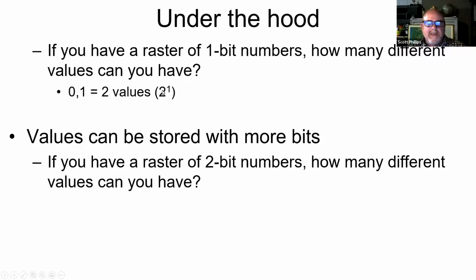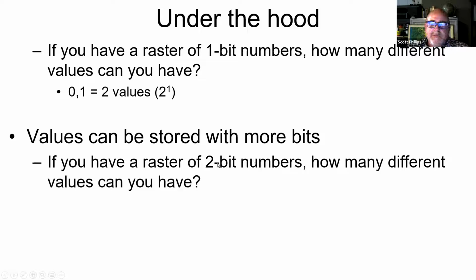And as you'll see as we go, this is 2 to the power of 1, because it's 2 to the power of how many bits. That's how many values you have. 2 to the power of 1 has 2 values, 0 and 1. But if you add more bits, in other words, if you have 2 different bits, you can get more range of values as you go up.